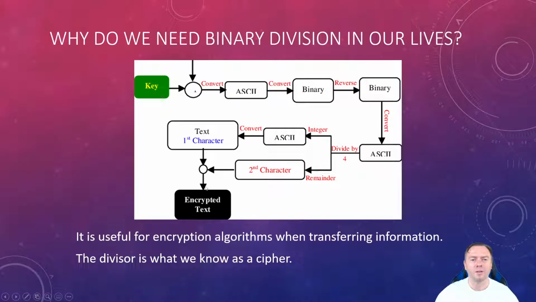So first question is, why do we need binary division in our lives? It's actually really useful for encryption algorithms. So when we're transferring information, the divisor that we can use is actually known as a cipher or a key, and that changes the way that the text comes out. So basically, you would divide to get the encrypted text, and then what happens is you times it at the end, and you get back the original information.